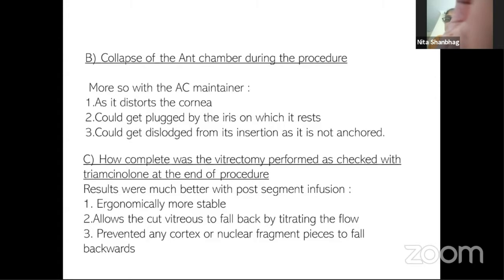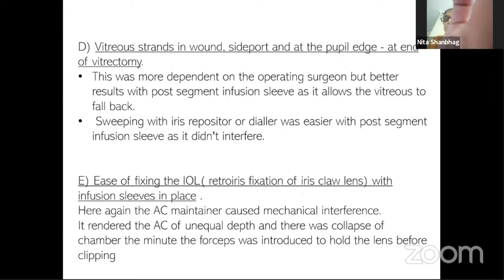How complete was the vitrectomy performed? Results were much better with the posterior segment infusion sleeve, because it is ergonomically more stable, allows the cut vitreous to fall back by titrating the flow, and prevented cortex or nuclear fragment pieces from falling backwards. Vitreous strands in the wound, side port and at the pupillary edge at the end of the vitrectomy were more dependent on the operating surgeon, but results were better with a posterior segment infusion sleeve, as it allows the vitreous to fall back.